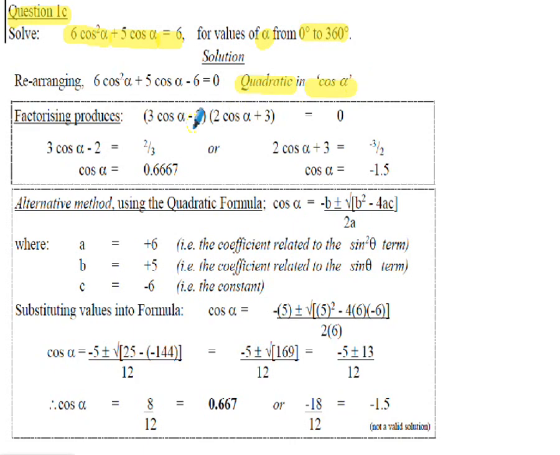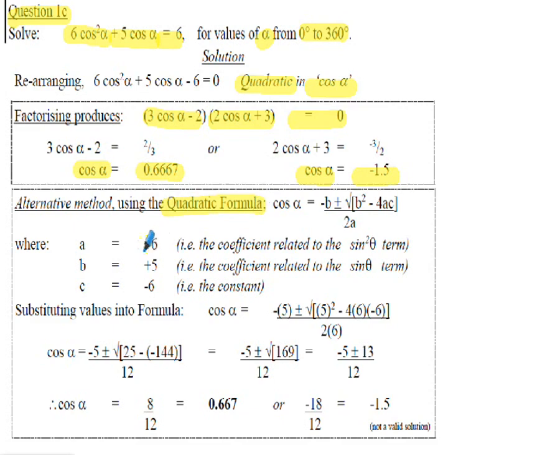If you're solving it with factorization, you'll get 2 brackets of 3 times cos alpha take away 2 in one bracket, multiplied by 2 times cos alpha plus 3, and that equals 0. And you can solve that through to find that cos alpha is equal to a positive 0.6 recurring ratio, or cos alpha is equal to minus 1.5. If you want to do that with the quadratic formula, I've shown a solution here for those of you that want to use the formula.